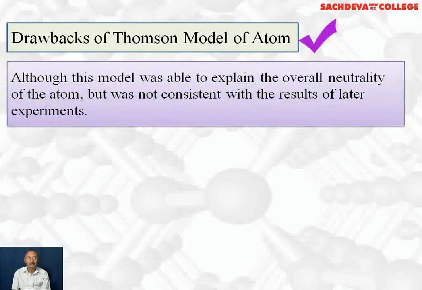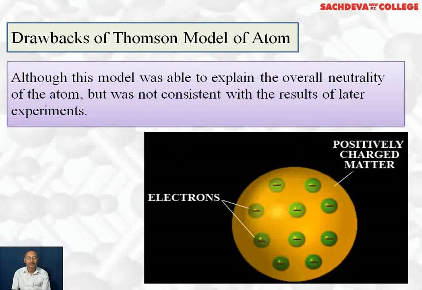Drawbacks of Thomson model. Although this model was able to explain the overall neutrality of the atom, it was not consistent with the results of later experiments. This is the diagram which shows Thomson model of atom. There is a positively charged matter or sphere in which electrons are embedded like seeds of the watermelon.